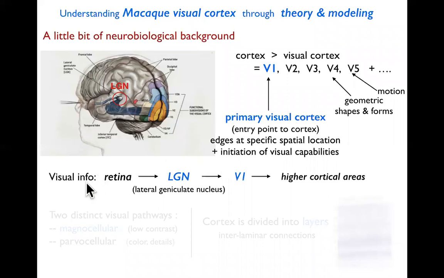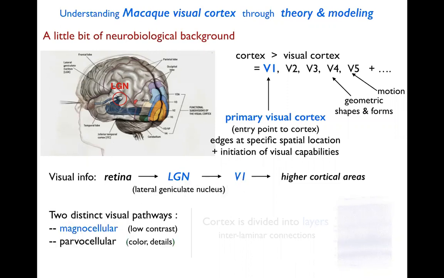So once again, the information comes in from retina to LGN to V1 and then to the higher cortical areas. And the blue part, LGN to V1, is what my talk is going to be focused on. I'm going to skip over retina and just go directly to LGN.